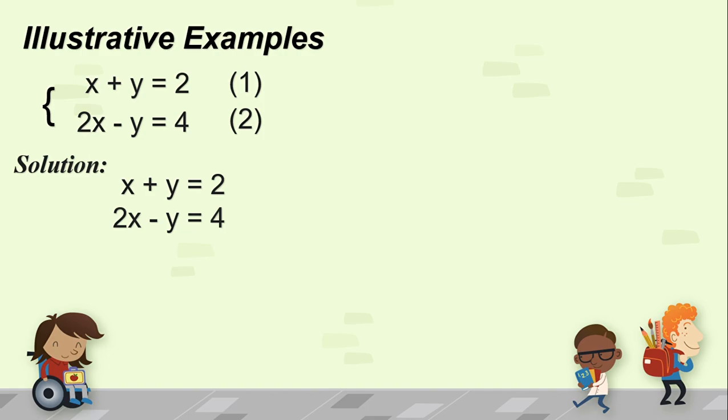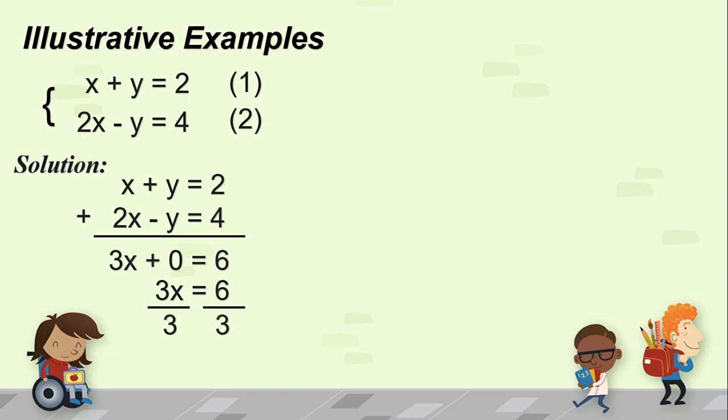So for this, if we add x and 2x, it is equal to 3x, and then positive y plus negative y is equal to 0. So therefore, the remaining terms will be 3x is equal to 6. And after this, let's apply the division property of equality by dividing both sides by 3. Then 3 divided by 3 is equal to 1x or x, and 6 divided by 3 is equal to 2. So therefore, the value of x is equal to 2.